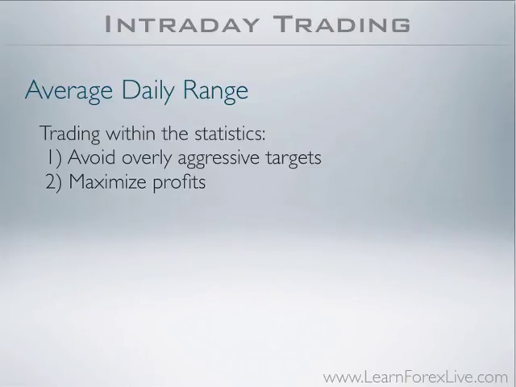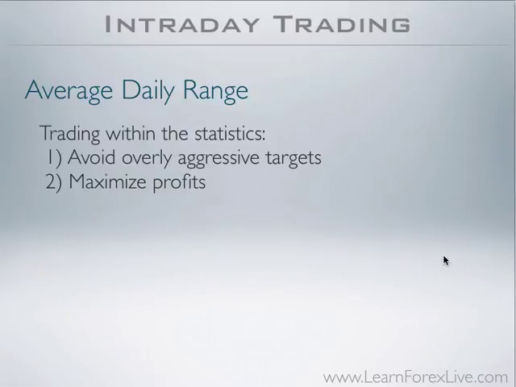Now that we have that piece of information, what is it good for? Well, we are going to be using the average daily range in order to make sure we are trading within the statistics, and that has two benefits. First of all, we are going to avoid being overly aggressive with our targets. Again, we are going to be trading within what's statistically feasible. And second, we are going to maximize our profits as much as possible. We are going to push our final profit as close as possible to the average daily range.